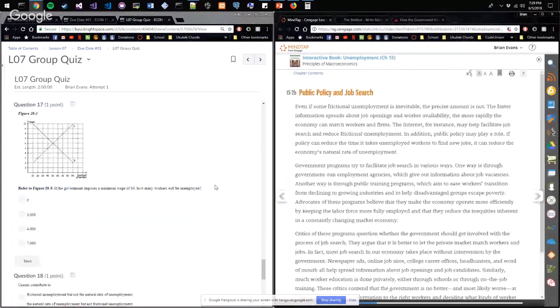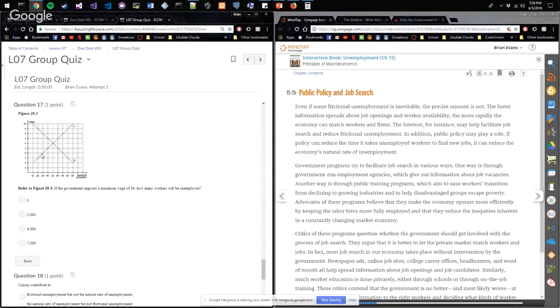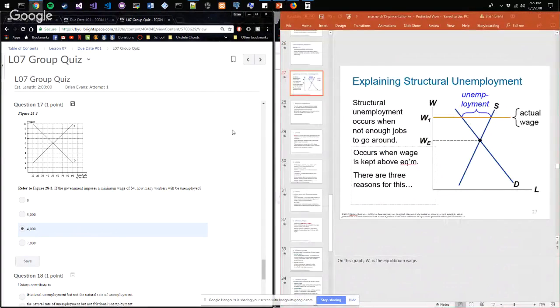So then question 17, if the government imposes a minimum wage of $4, how many workers will be unemployed? If it's $4, then unemployment would be the difference between demand and supply. So it would be 4,000. Does that make sense? Yep. I am seeing the benefit of why that original is very important, because when I copied this and put it into a Word document so I can type on it, it didn't grab the chart. Oh, gotcha.